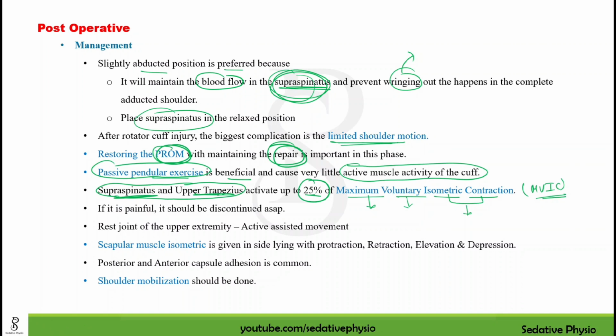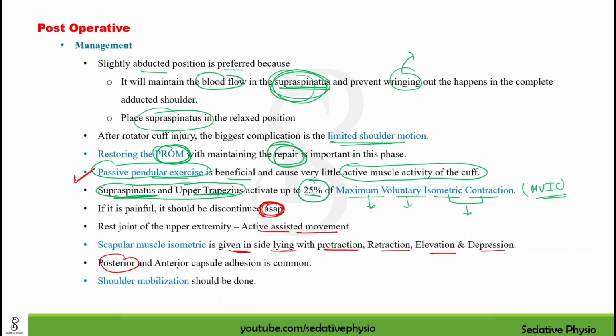Now, if this passive pendular exercise is very painful, then it should be discontinued, it should be stopped as soon as possible. If the passive pendular exercise is painful, then we will not continue it. Okay, if it is not painful, then only we will go for it. Apart from the shoulder joint, the rest of the joints of the upper extremity will go in the active assisted motion. Now, scapular muscle isometric is preferred here. It is given in the sideline position with protraction, retraction, elevation and depression type of movement, right?